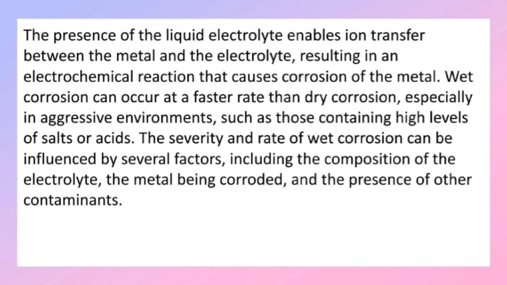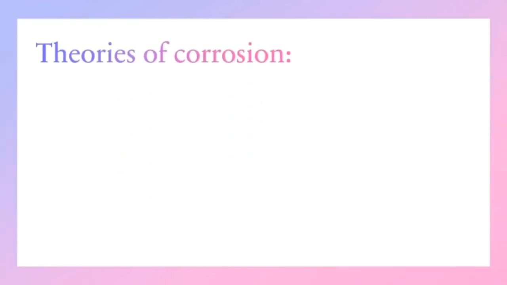So wet corrosion can occur at a faster rate than dry corrosion, especially in aggressive environments such as those containing high levels of salts or acid. Moreover, several factors, including the composition of the electrolyte, the metal being corroded, and the presence of other contaminants, affect this type of corrosion.